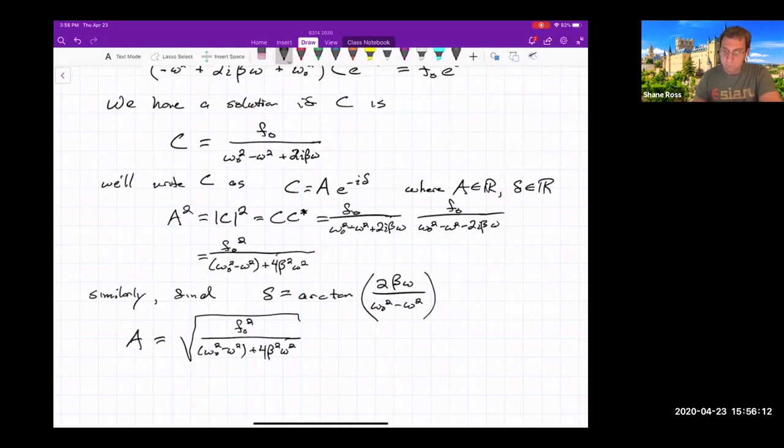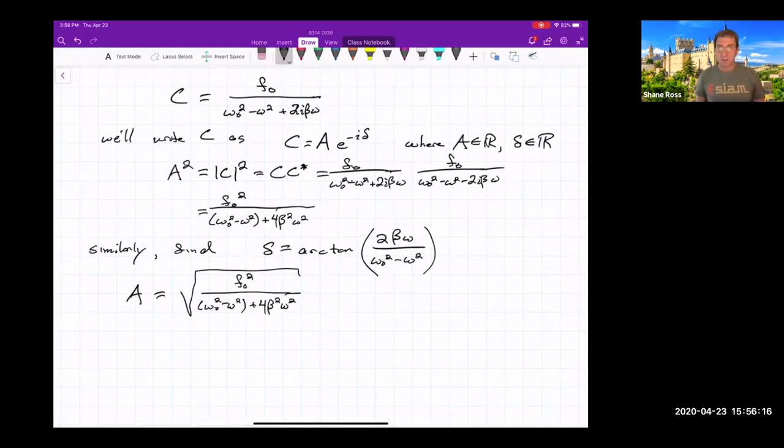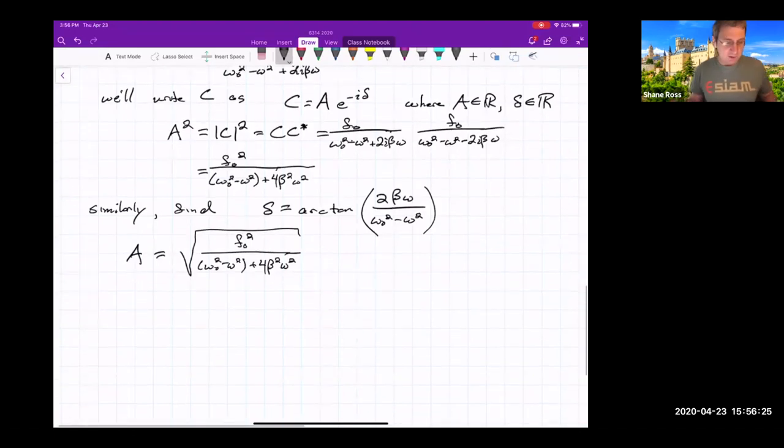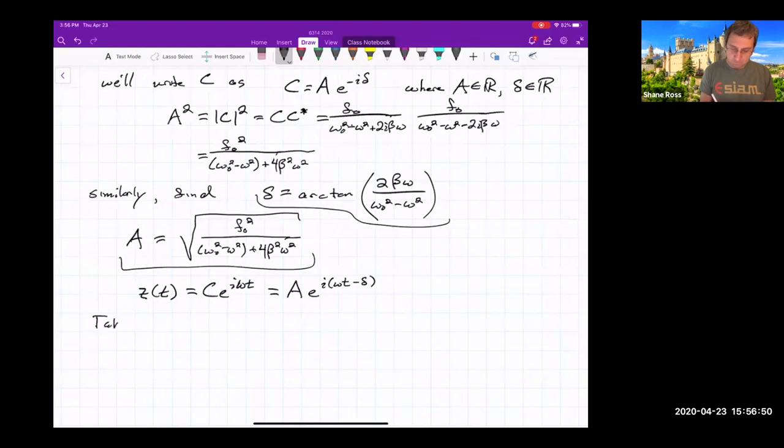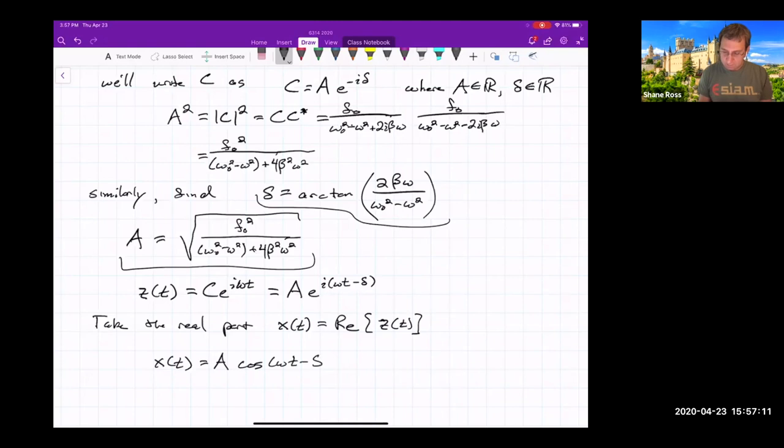So, we can even see where this amplitude is going to be the largest: at omega naught. So now we've got what we want. We've got z of t equals C e to the i omega t, which equals A e to the i (omega t minus delta), with A given by this and delta given by this. And now we can take the real part, because x is the real part of this. And what do we get? We get x is A cosine of omega t minus delta.